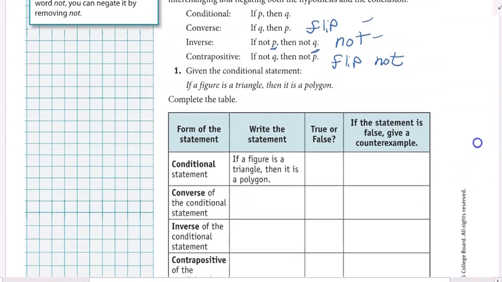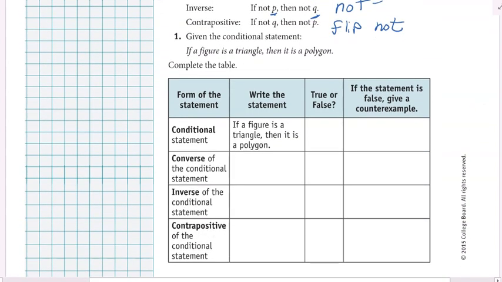So here we have a conditional statement: if a figure is a triangle, then it is a polygon. We know how to identify the hypothesis and the conclusion, so it should be very easy to just switch them. We do have the pronoun it here, referring to the figure. So if I switch the conclusion first, we wouldn't say it, we would say a figure. Let's see if we can write these statements and then determine if they're true or false. And if they're false, we can provide a counterexample.